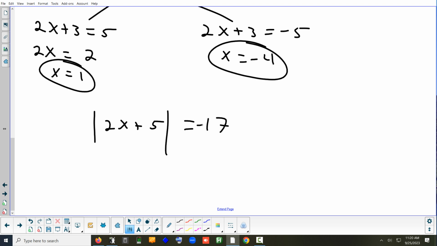So in this case, you could split it up into 2x plus 5 equals negative 17 and 2x plus 5 equals positive 17. But you're never going to get an answer that works because the absolute value is never equal to a negative. So that's a no solution. That's a no solution.